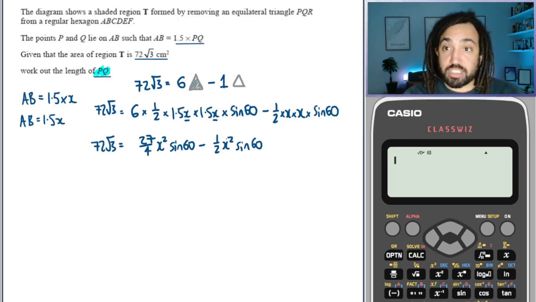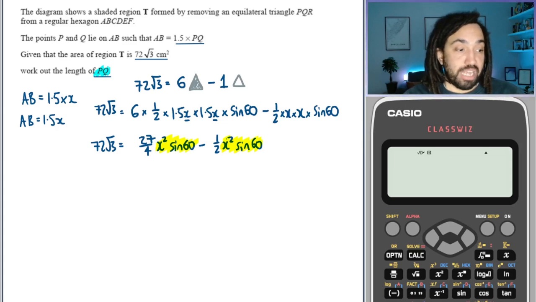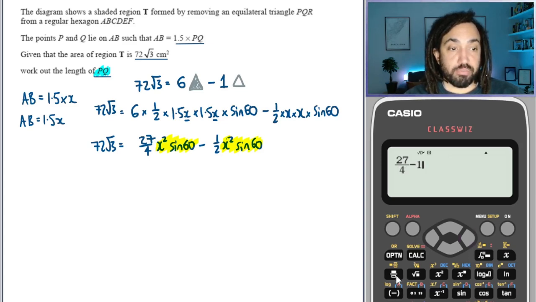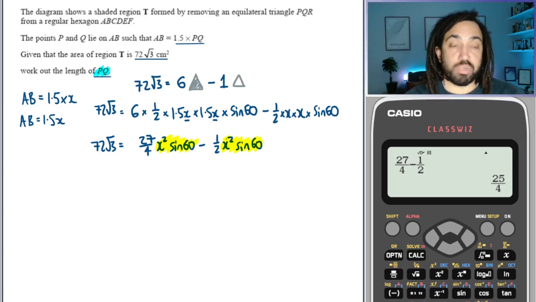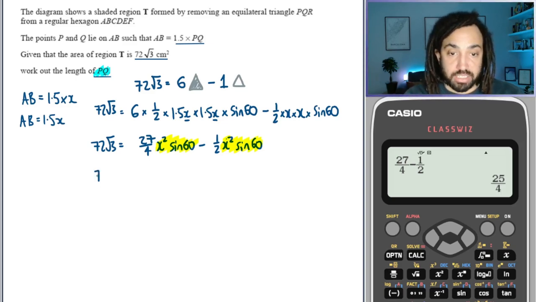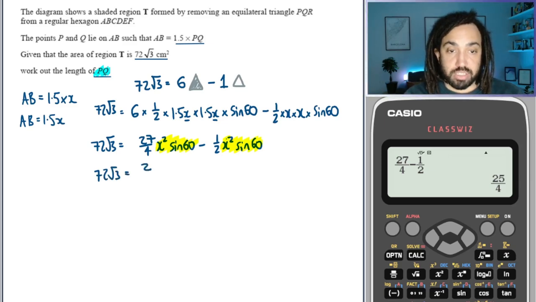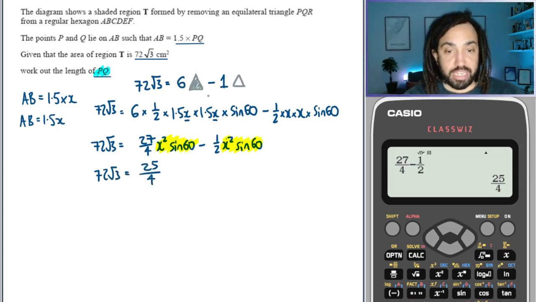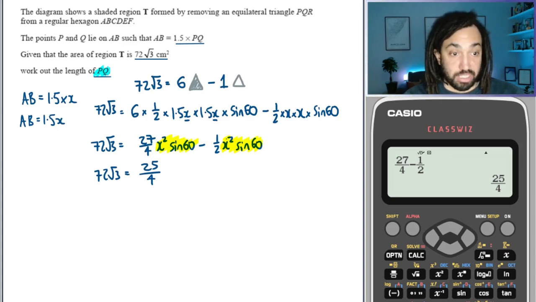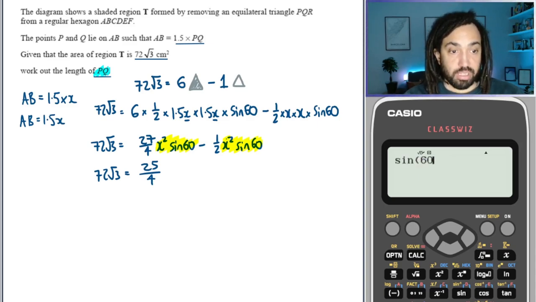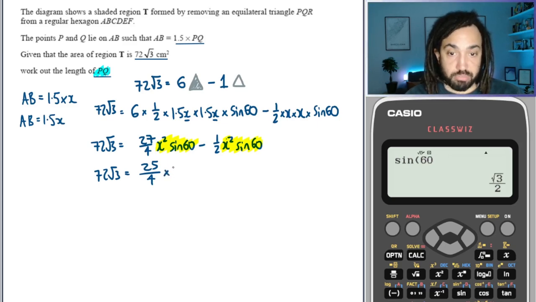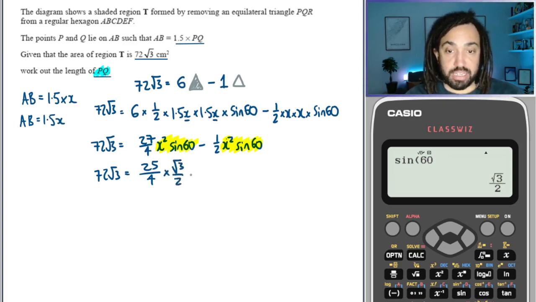Okay, next we can spot that both of these terms have an x squared sine 60. So we can collect up however many x squared sine 60s we have. We have 27 over 4 minus 1/2. So overall we have 25 over 4 x squared sine 60s. So that's 25 over 4 x squared times sine 60. But what is sine 60? Sine 60 is root 3 over 2, so times root 3 over 2, and then times x squared.